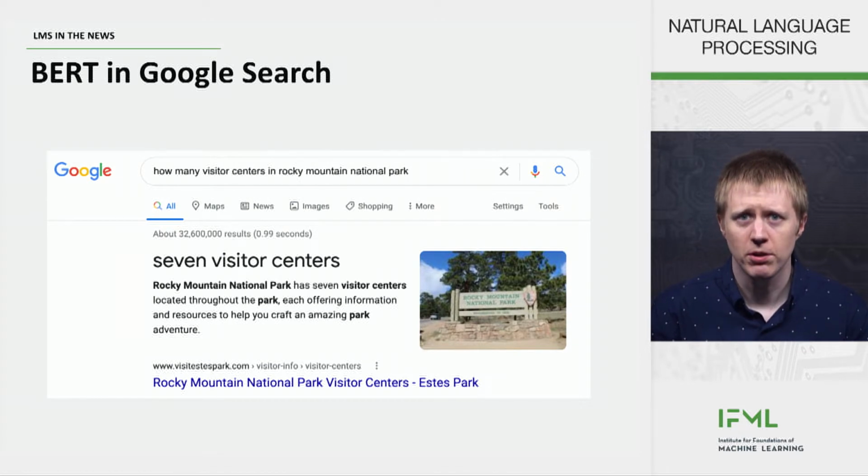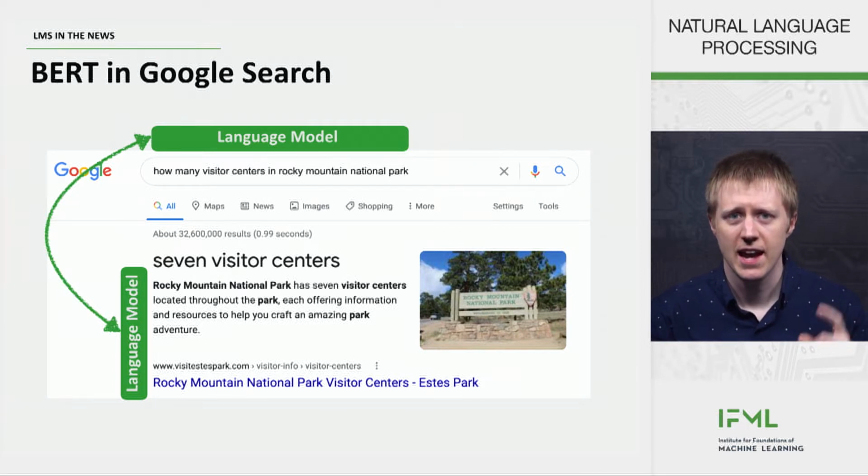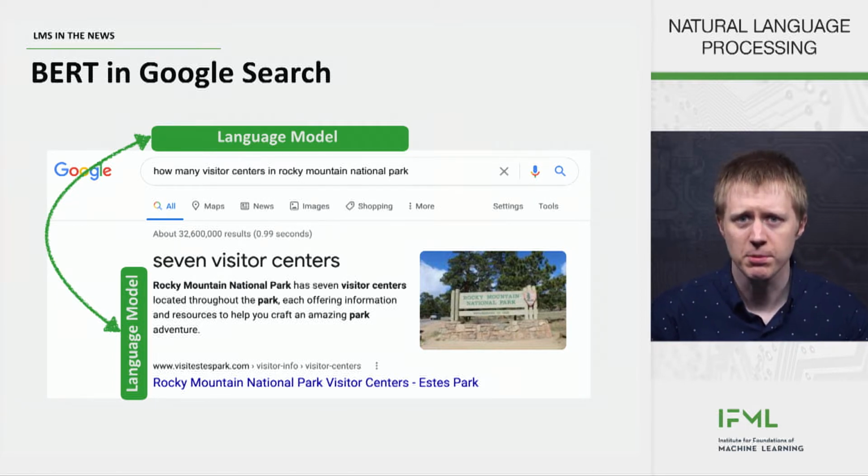So for example, we can come back to this Rocky Mountain National Park Visitor Center thing that we talked about at the very beginning. And the way that Google answers this is that it uses a language model. It treats this question that you typed in as a context, and it treats the possible answers, things on different web pages, as contexts as well. And it uses this neural network to basically cook these things down into numbers that it can then compare.